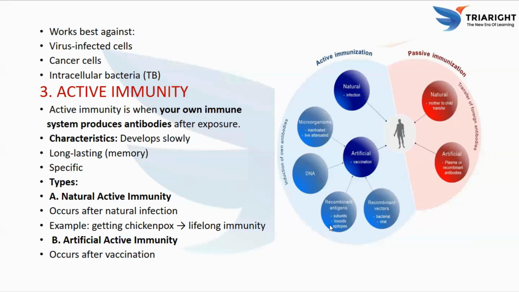And then passive immunization. Here the person receives ready-made antibodies, so no memory is formed. Natural passive immunity: antibodies pass from mother to baby through the placenta as IgG immunoglobulin, and through breast milk as IgA. Artificial passive immunity is given by injection of antibodies, for example anti-rabies immunoglobulin, anti-tetanus immunoglobulin and anti-venom for snake bites. These all come under artificial passive immunity. This is used for immediate protection when waiting for active immunity is too slow. Okay.